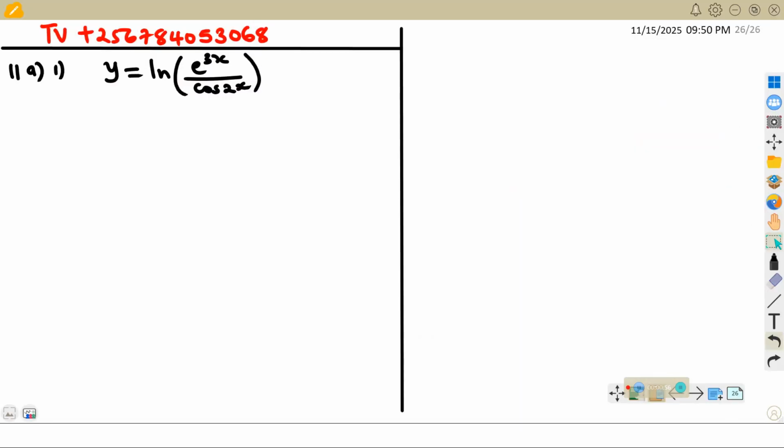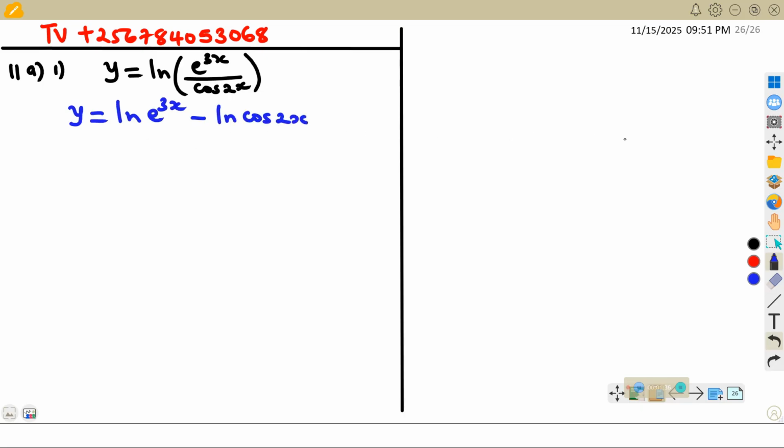Looking at the function we are given, this is a logarithmic function, which can easily be simplified by using logarithmic properties before we differentiate. So before differentiating, let us simplify this using the log properties. This will be the same as y equal to ln of e to the power 3x. When we are dividing, it means we are subtracting here, so that is ln of cos of 2x.